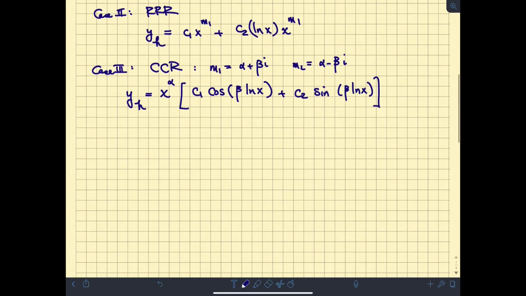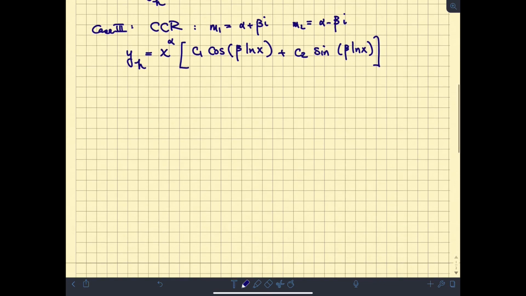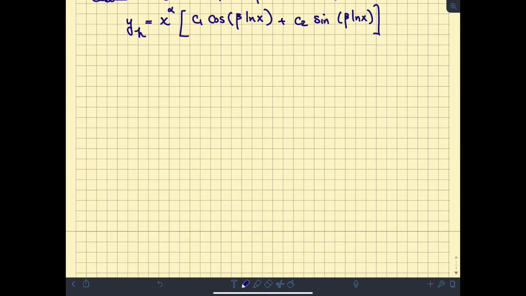I'm going to give you guys 3 examples for these 3 cases, and then I will leave it up to you to start doing more exercises with the rest of the homework assignments. So let's look at an example here. The first one I want to look at, again, it has to be Cauchy Euler, so it'll be x squared y double prime minus 2x y prime minus 4y equal to 0.